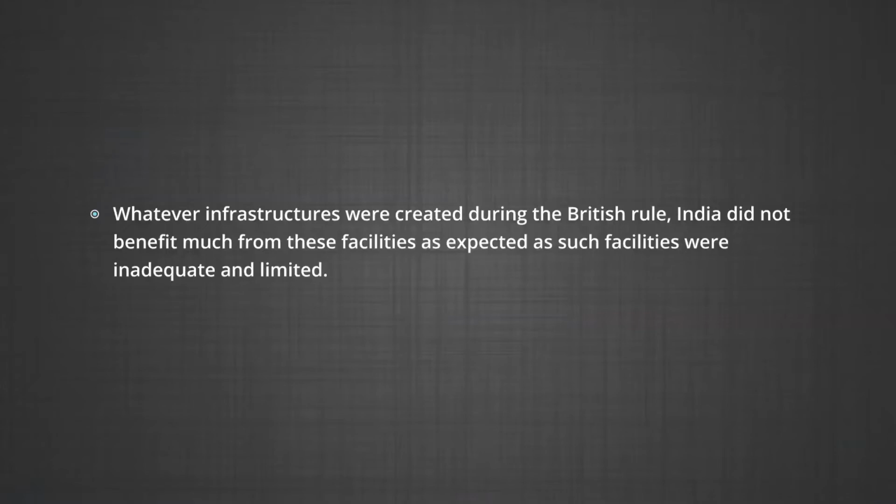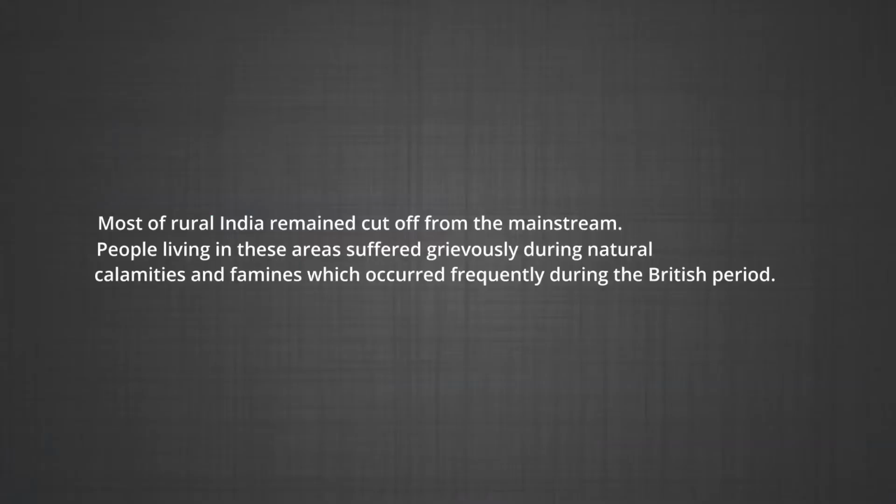Number 4, whatever infrastructure was created during the British rule, India did not benefit much from these facilities as expected, as such facilities were inadequate and limited. It is evident from the fact that there always remained an acute shortage of all-weather roads to reach out to the rural areas, particularly during rainy season. Most of rural India remained cut off from the mainstream.